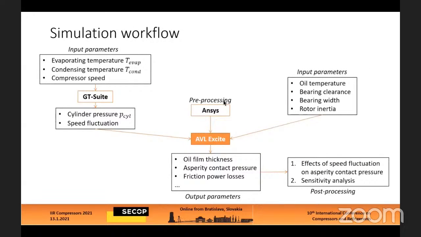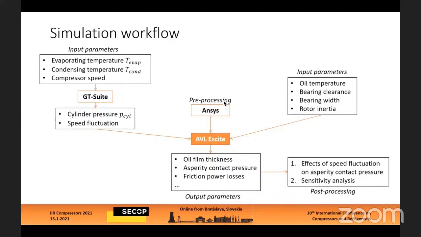Here we show the simulation workflow, where we start in the GT Suite model with the input parameters, including the conditions, the evaporating and condensing temperatures, and the compressor average speed. This model gives us as output the cylinder pressure and the speed fluctuation for each of the conditions we simulated. Based on this, we can choose some of the conditions to go to the AVL Excite model.